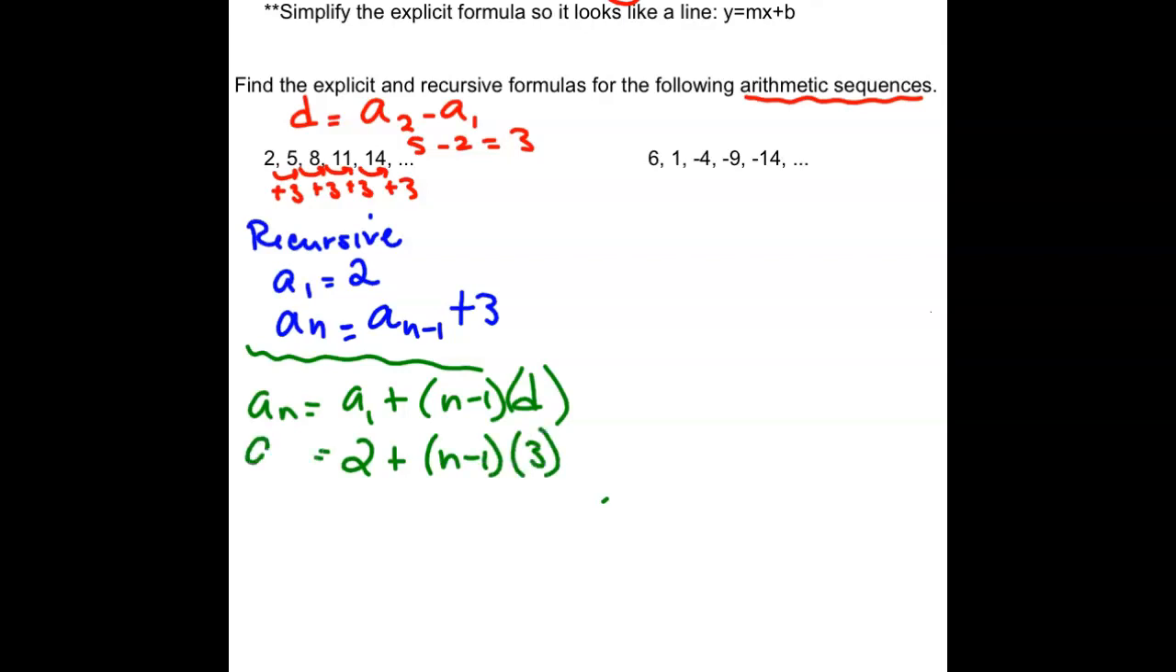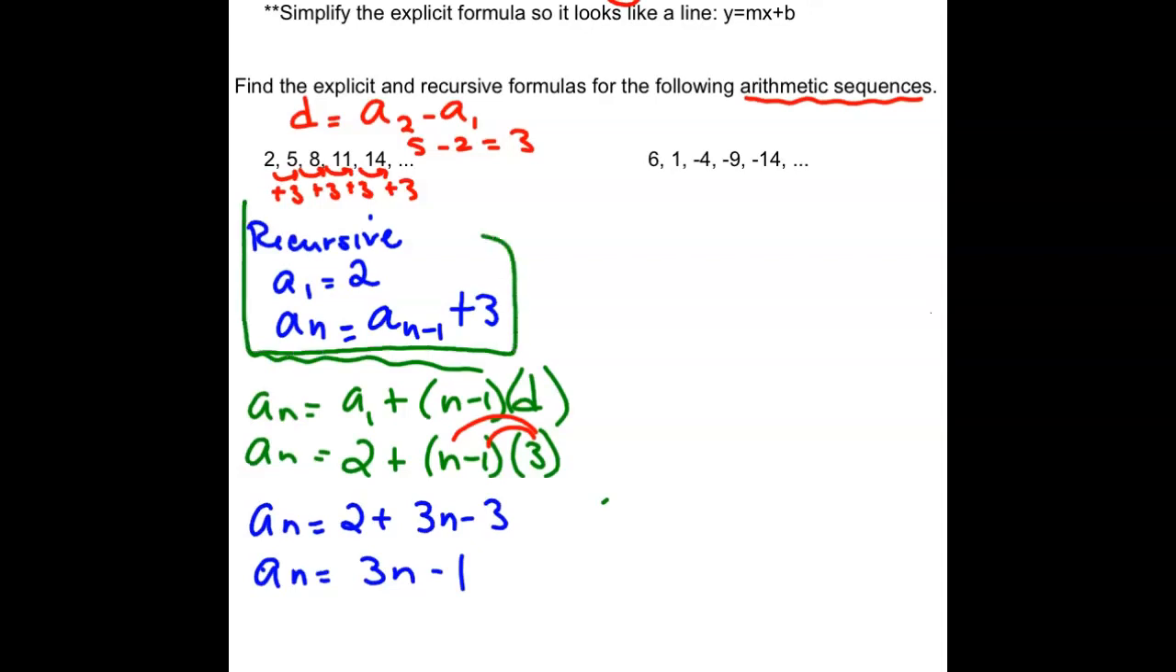So now I just have to simplify this expression. So we do have to distribute the 3. So we have 2 plus 3n minus 3. And then I just want to simplify, combine my like terms. So a sub n equals 3n, 2 minus 3 would be negative 1. So 3n minus 1. So I've got my recursive rule, and I have my explicit rule.